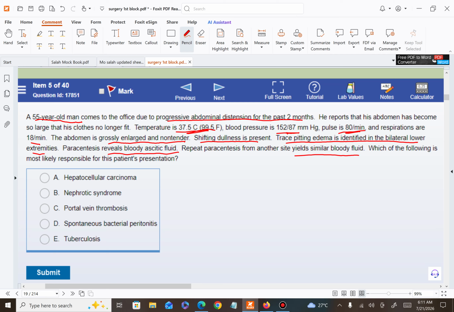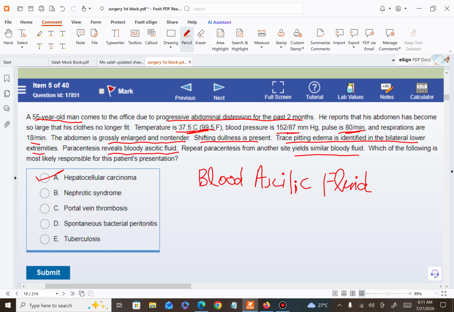So, this 55-year-old male patient has progressive abdominal distension, plus there is bloody ascitic fluid on multiple paracentesis. Bloody ascitic fluid most likely occurs in malignancy. So the first option, hepatocellular carcinoma, is the correct option.